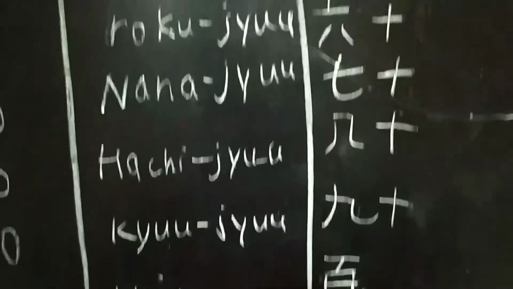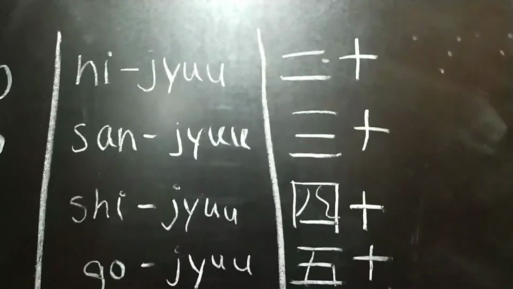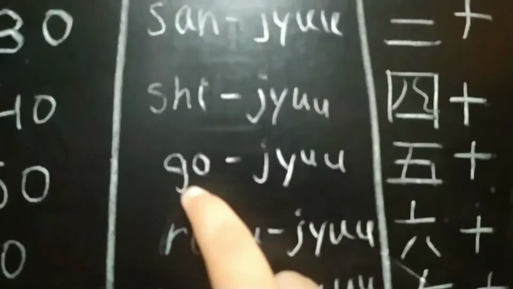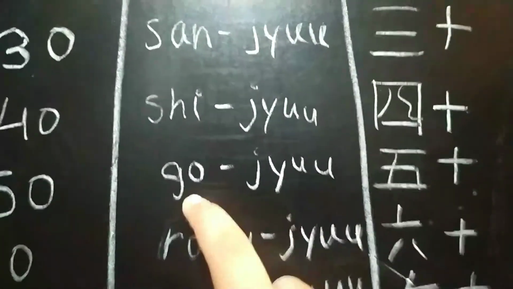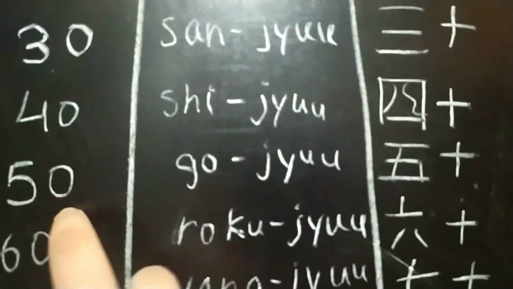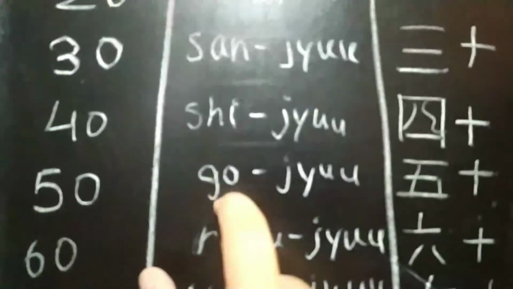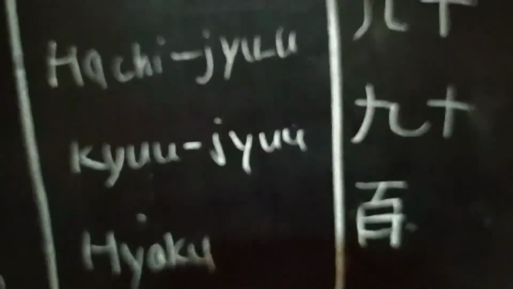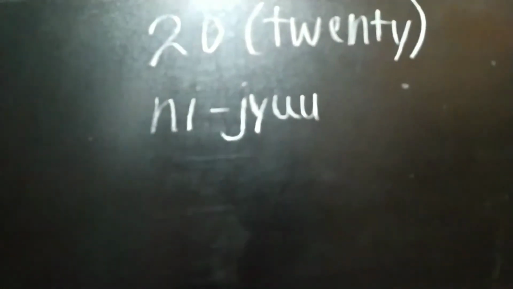So we will be discussing 20, 30, 40, 50, 60, 70, 80, 90, and 100. Let me tell you what this is. In 50, 5 means go, and 10 is ju. 5 and 10 is like multiplied, right? So let's write 20. Niju. It's like this.